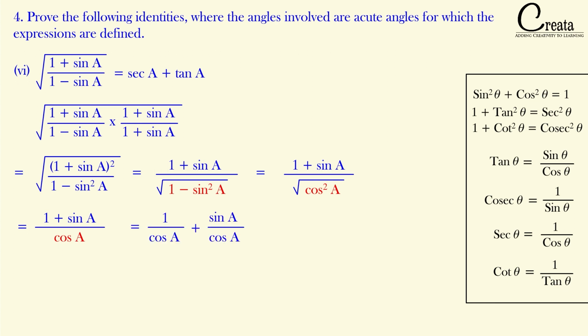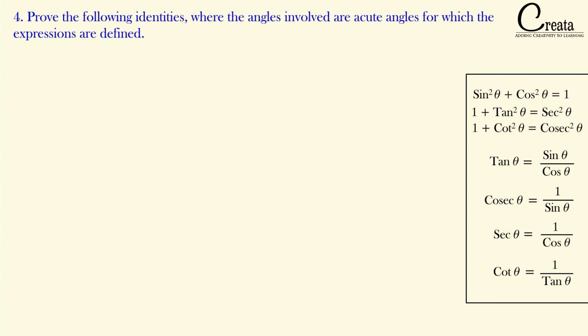Let's segregate the term. We got 1 upon cos A plus sine A upon cos A. And we know what is 1 upon cos? It is sec A. Further, what is sine A upon cos A? It is tan A. So sine upon cos is tan and 1 upon cos is sec. So we got our answer as sec A plus tan A, which is the right hand side equation. So we got left hand side as equal to right hand side. Got it? We have done with the sixth part. Let's move to part 7.